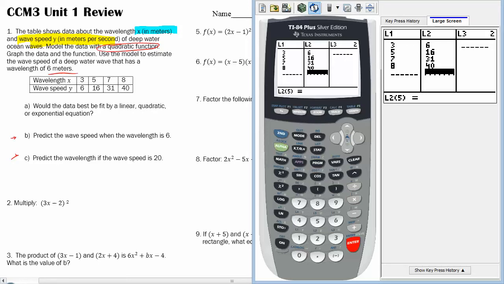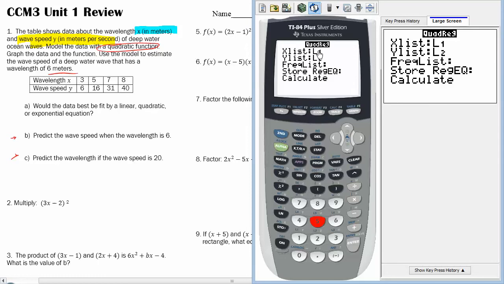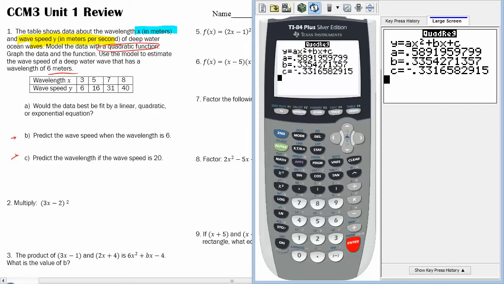Okay, so next, in order to do regression, what we're going to do is look at stat, calc. Okay, stat, then calc, and we're looking for the one that fits the model that we said. So a quadratic function is quadratic regression, number 5. Okay, now X list, Y list, make sure it says L1, L2. If you have an older operating system, it might look a little different. Okay, and then the only other thing is where it says store regression equation, you can put in Y1 there, or just go down to calculate. We'll write it in by hand later.